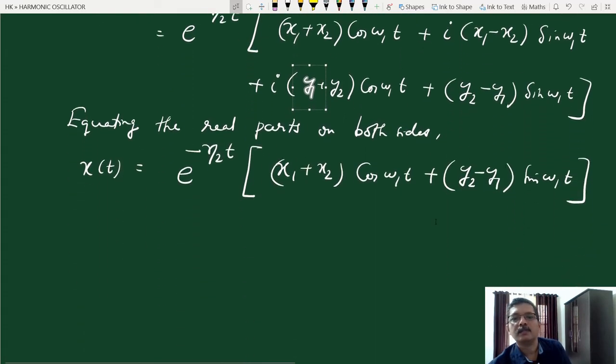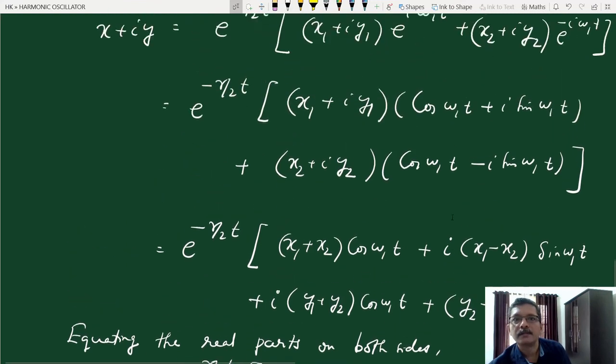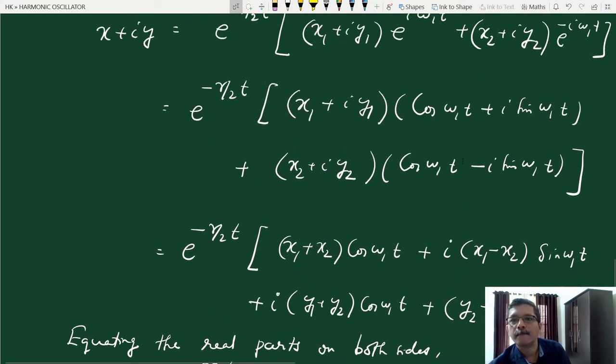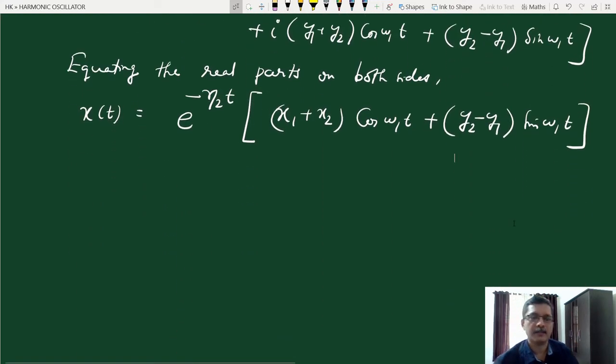These are identical equations. We are just interchanging x and y. That's all. So I hope this is correct, or is there any correction? Minus y1 plus y2, this is correct only. So this is our final solution.